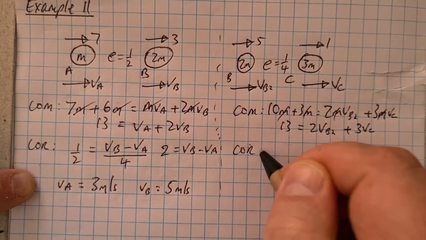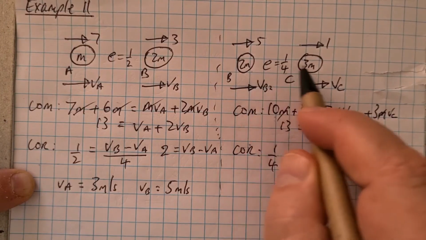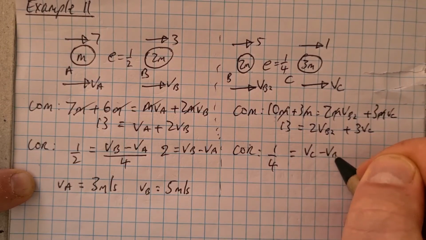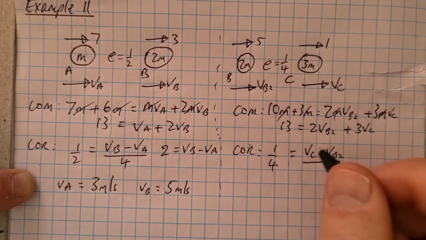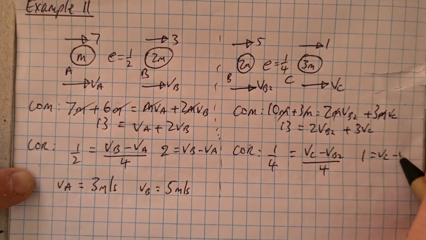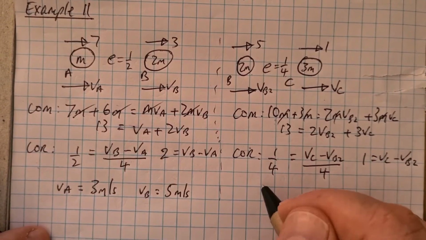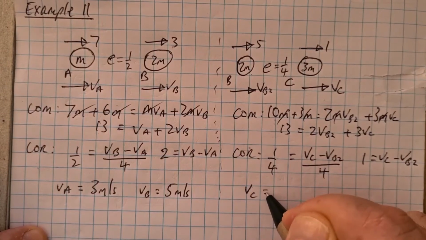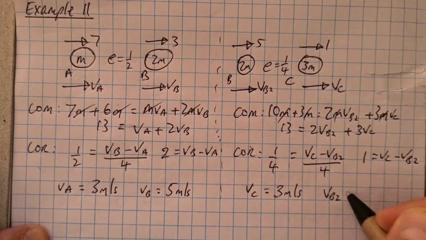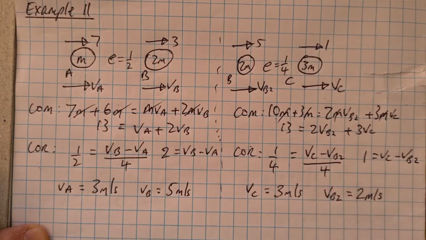And if we look at our coefficient of restitution, we have 1/4 this time is the coefficient of restitution between particles B and C. So 1/4 is going to equal VC minus VB2 divided by 4. So therefore 1 is going to equal VC minus VB2. And that tells us that the velocity of C is going to equal 3 meters per second. And the velocity of B this time will be 2 meters per second.